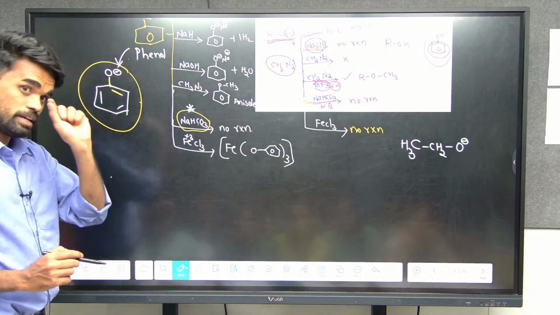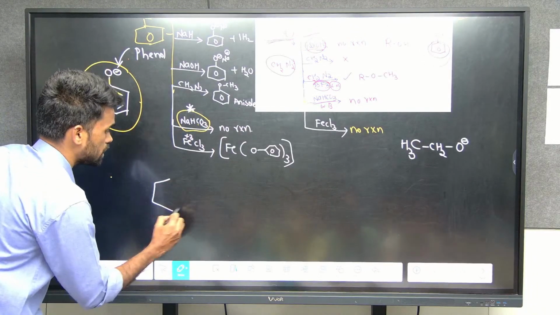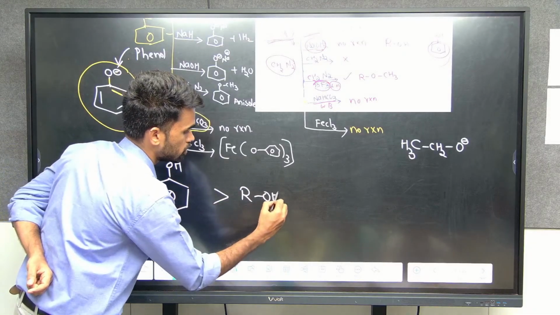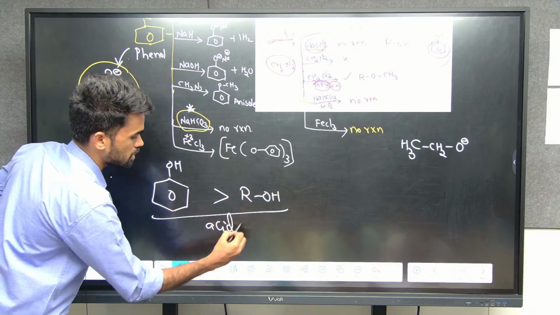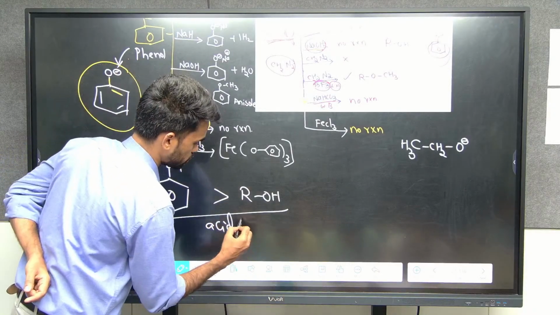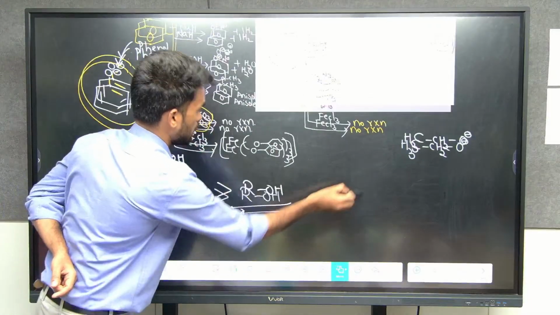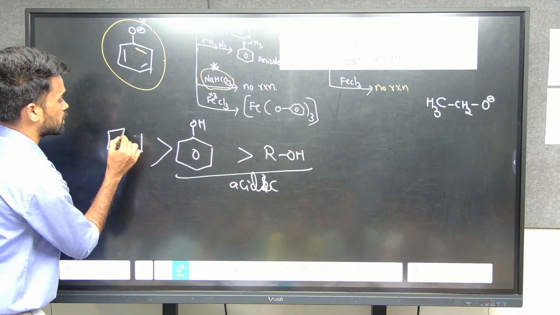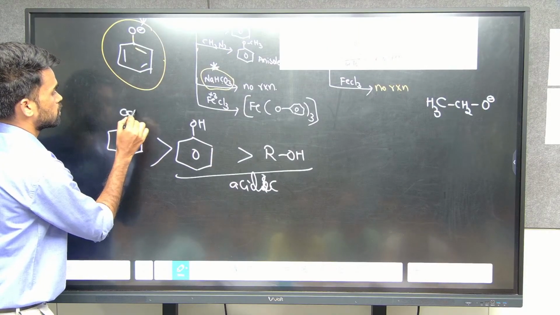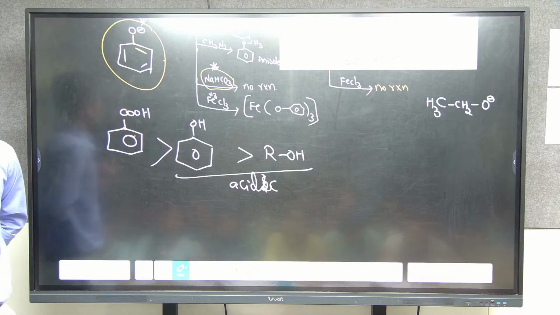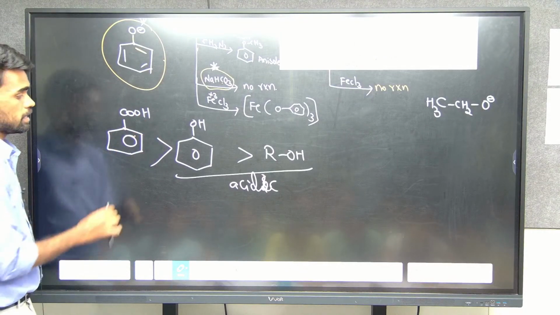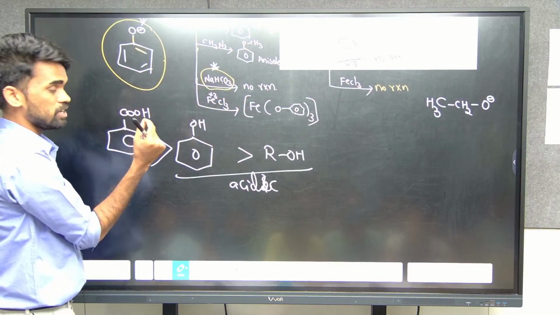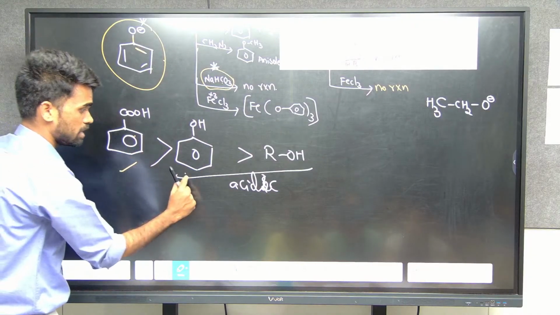Now one thing you need to remember is that phenols are more acidic than alcohols. Carboxylic acids are more acidic than phenols. Here sodium bicarbonate is the reagent we can use to distinguish carboxylic acids and phenols.